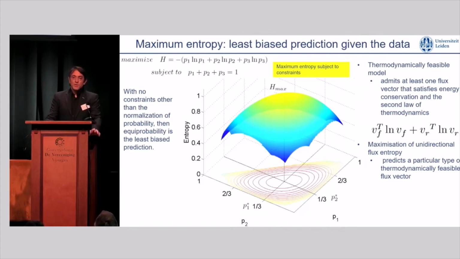So there are very fundamental reasons for this. Some of you who are information theorists will appreciate that. But essentially, maximizing the entropy is a way of making the least biased prediction given the data you have already. So in this case, we're maximizing the entropy of the unidirectional fluxes. So every reaction is split into a forward flux and a reverse flux.